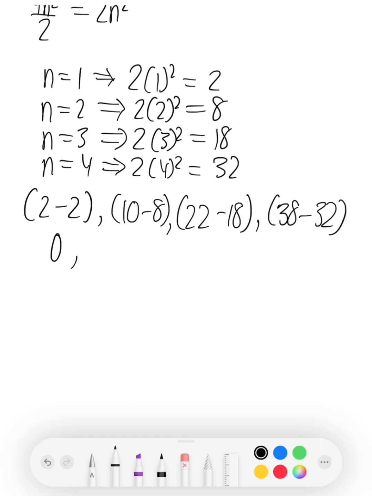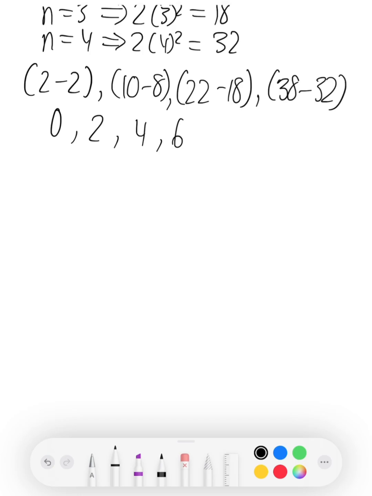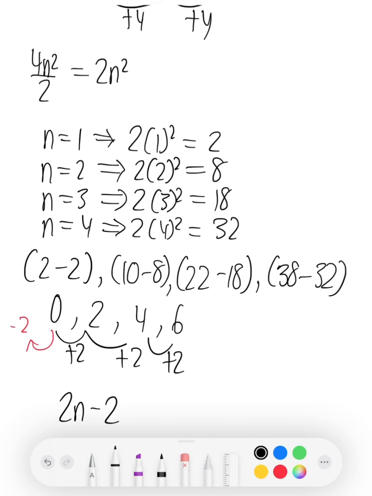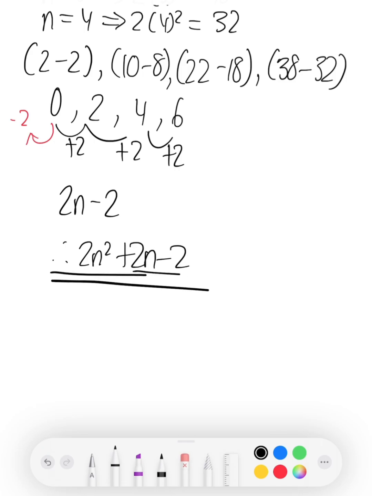So we've got 0, 2, 4, and a 6. Now from this point we will treat it like a linear nth term sequence, so let's just find the common difference. So we've got a +2, +2, and a +2. That means we have 2n. Now if we subtract 2, going back a step, we will get 0 minus 2, which is -2, which means it's 2n minus 2. Put this all together, we've got 2n squared plus 2n minus a 2. So that is the final answer for the first one.